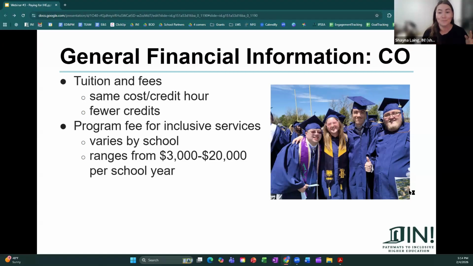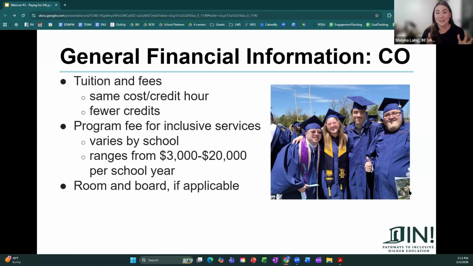That's a big spectrum. I will say that all of our community colleges are on that $3,000 end. They really value that financial accessibility. And so our community college programs have that all pretty standardized as $3,000. Our universities vary a lot in the realm of $7,000 annually, with that outlier being that $20,000 per school year.